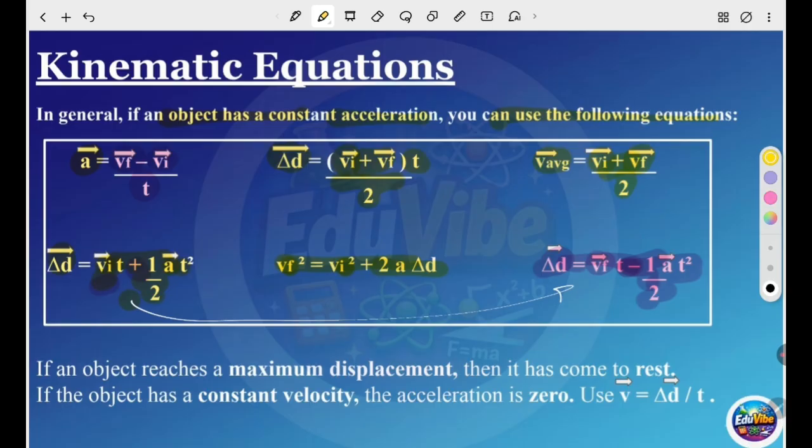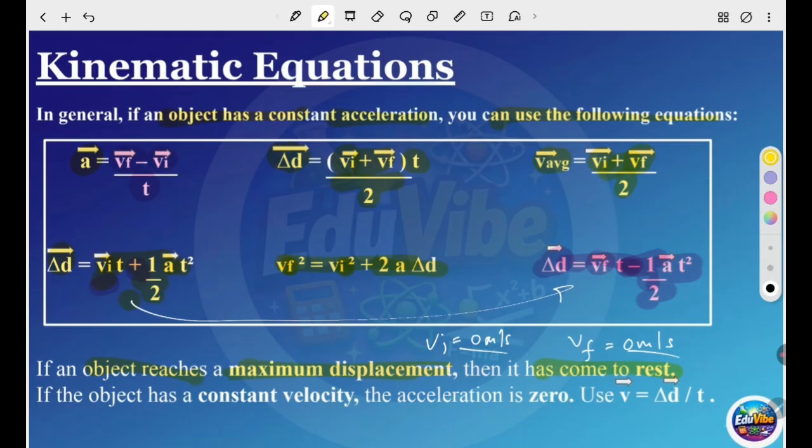One more thing before starting with the example: if the question says that the object reaches the maximum height or maximum displacement, then the object comes to rest. If at the start the object goes to maximum displacement, its initial velocity is 0 meters per second. If at the end the object reaches the maximum displacement, then its final velocity should be 0. So that's how the velocity works.